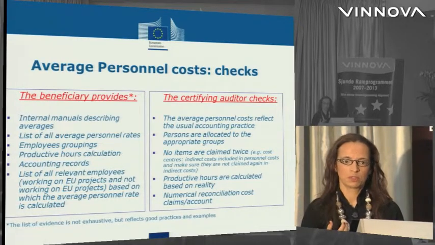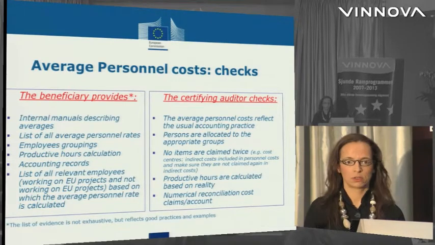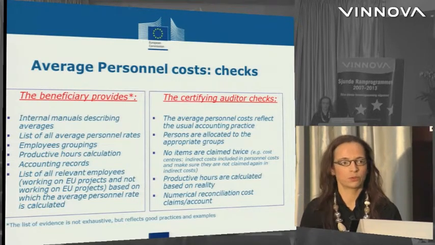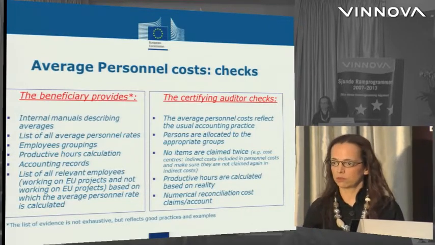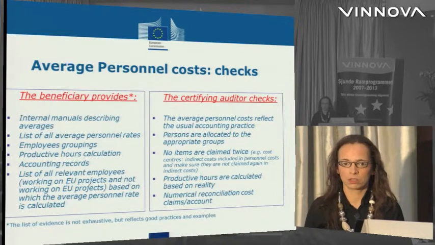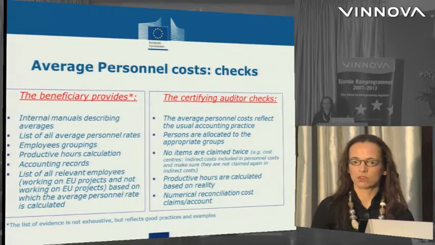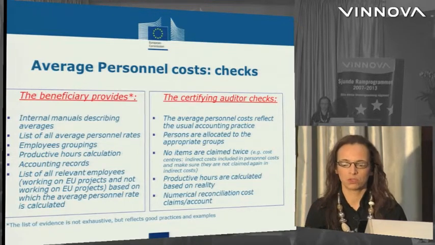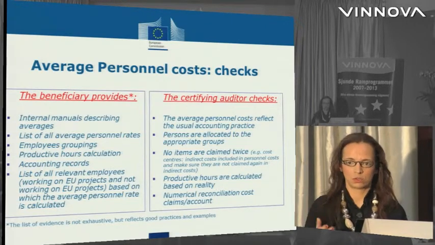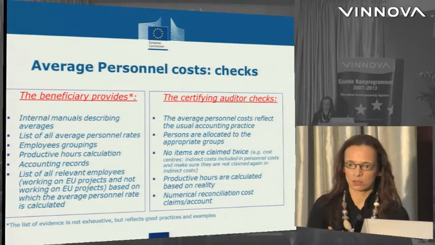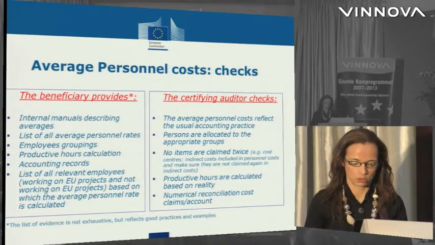We would like to see the groupings of the employees. Sometimes you have groupings of the employees, sometimes you have groupings of centers. You may have an average rate for, I don't know, the department, let's say, of mechanical engineering, and a different rate for the department of chemical engineering, and within this department you may have still 2 separate average cost rates. So you really need to show to your auditor what are the average personnel costs used in your institutes and what are the underlying principles leading to this distinction between the average personnel cost rates.